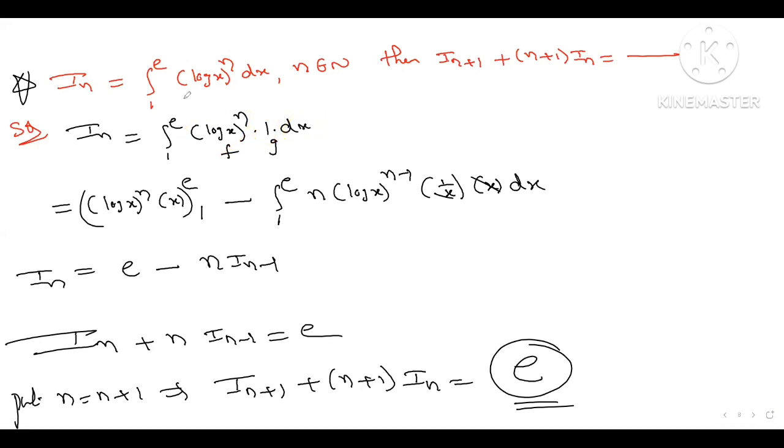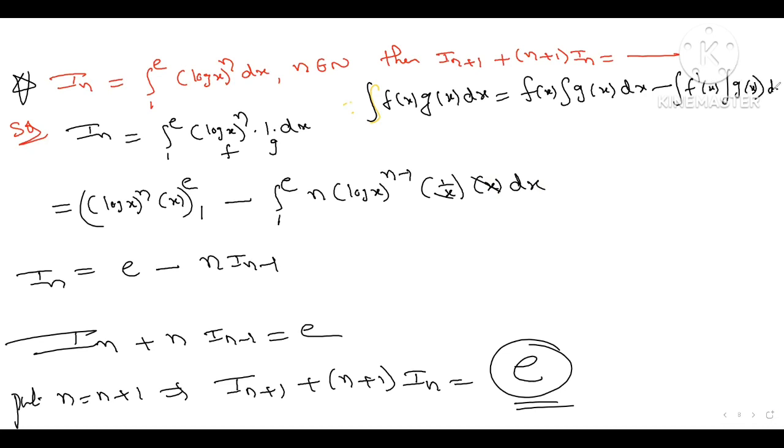What is the formula here? First function into integration of second function. (log x) to the power n into 1 dx, value x from limit e to 1, minus integral 1 to e of derivative of first function into integration of second function dx. Once again I am writing the formula: integral of f of x into g of x dx is equal to first function into integration of second function, minus integral of derivative of first function into integration of second function.